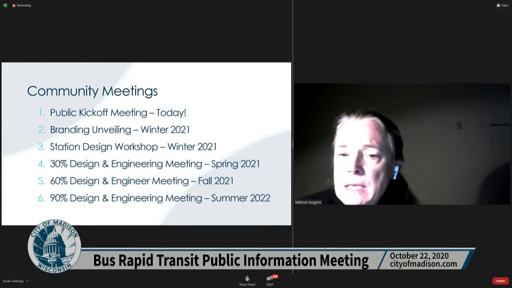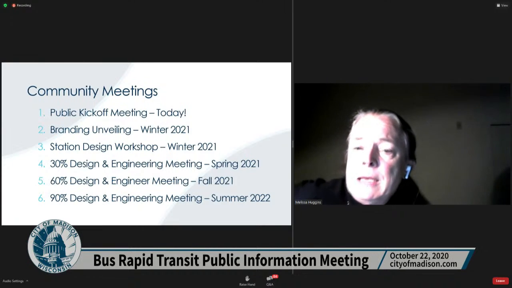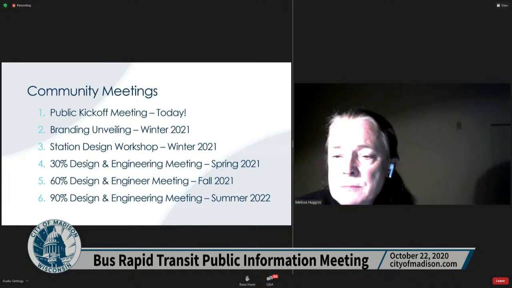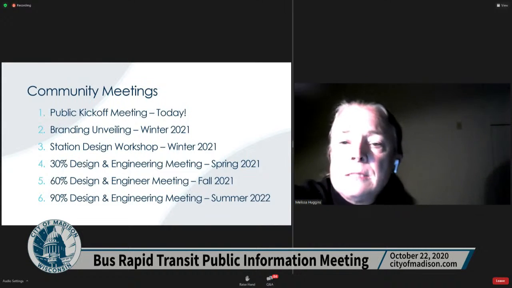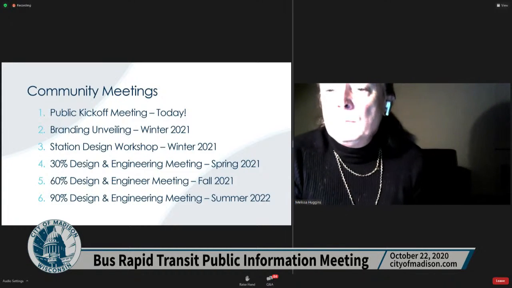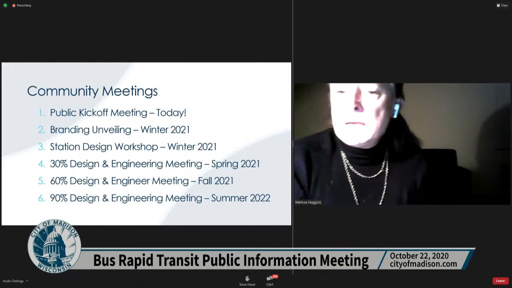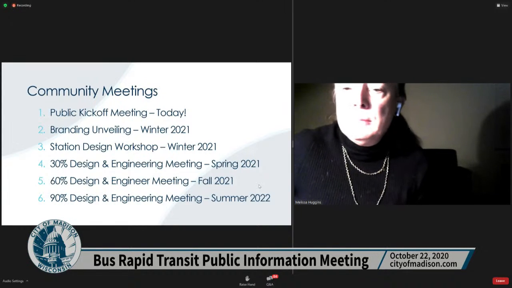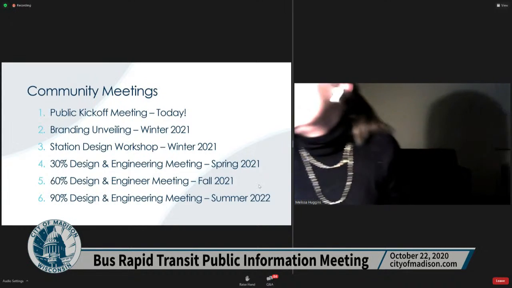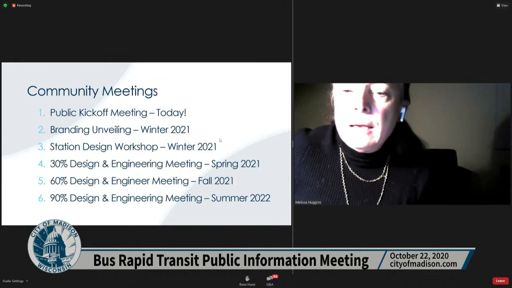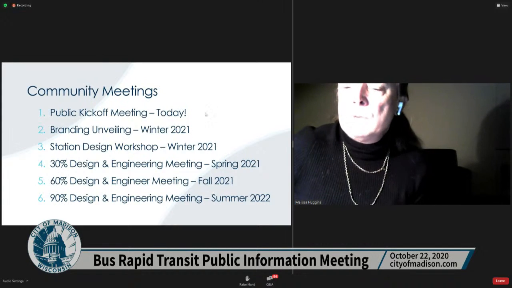We've got tonight's meeting, and then we plan on unveiling a branding for the BRT. Zebra Dog, which is a local environmental design firm, is working on that. And so that will happen in winter 2021. And then we'll go into station design around the same time. And then starting spring 2021, we get into the heavy planning and design for 2021. And then 90% design by 2022.